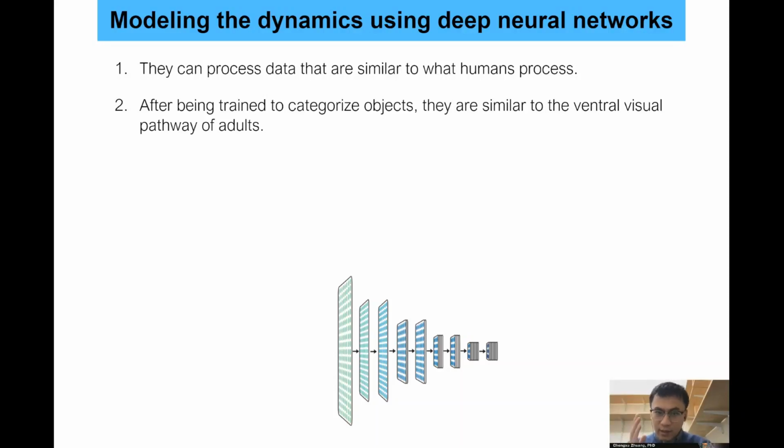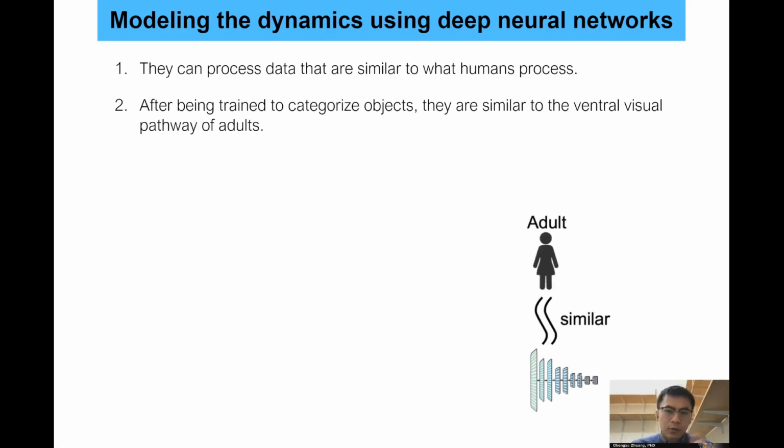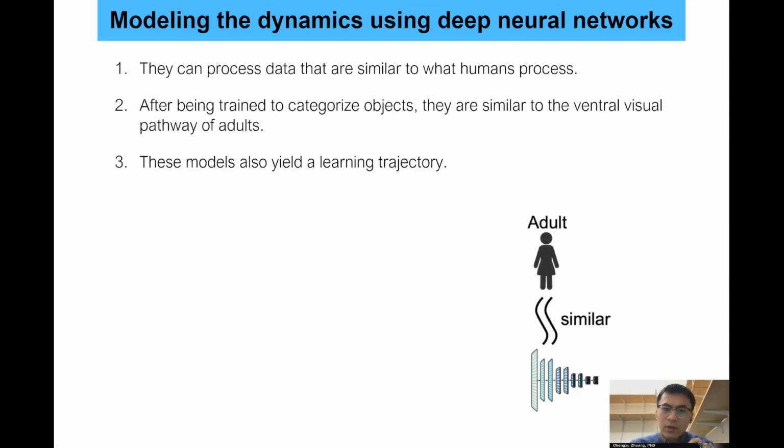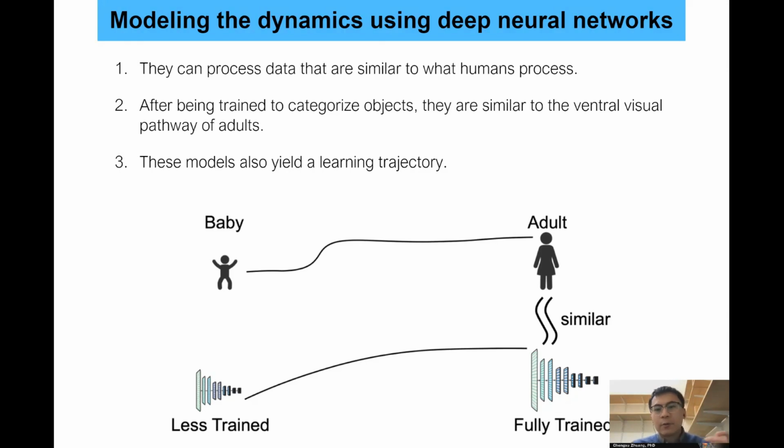So all these taken together, deep neural networks might be similar to the adult ventral visual pathway. What might sometimes be overlooked is that these models also have a learning trajectory that can possibly model the development trajectory. However, as indicated here, these two trajectories are still very different.